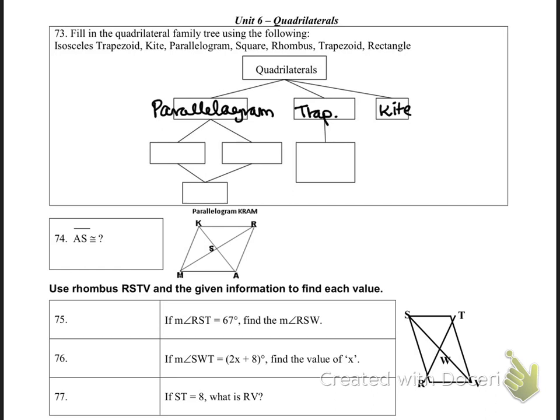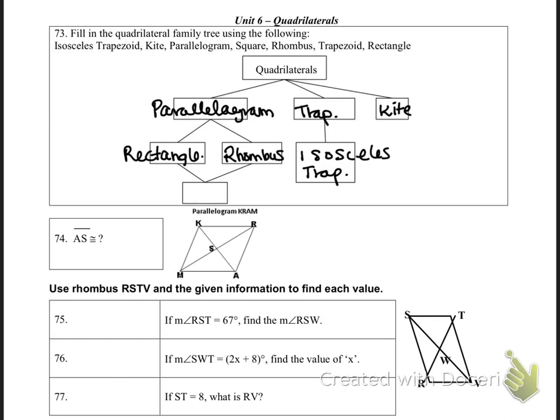We know that a trapezoid could also be an isosceles trapezoid. Okay, and we know parallelograms, they can either be a rectangle or a rhombus.